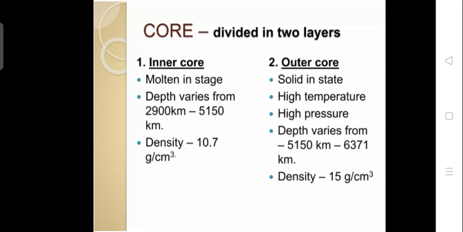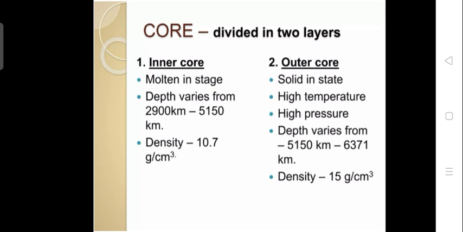Inner core is molten in state. It has a depth of 2900 km to 5150 km, and the density is 10 to 7. Outer core is solid in state with high temperature and high pressure. It also has a depth of 5150 to 6371 km and a density of 15 grams.